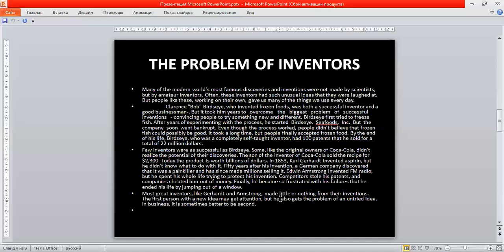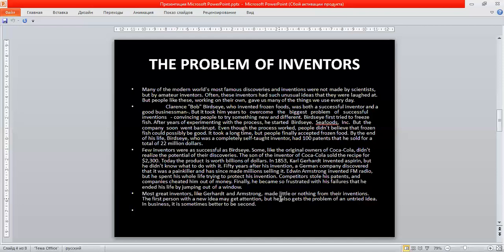Clarence Birdseye, who invented frozen food, was both a successful inventor and a good businessman, but it took him years to overcome the biggest problem of successful invention, convincing people to try something new and different. Birdseye first tried to freeze fish. After years of experimenting with the process, he started Birdseye Seafoods, but the company soon went bankrupt. Even so, the process worked. People didn't believe that frozen fish could possibly be good. It took a long time, but people finally accepted frozen food by the end of his life.